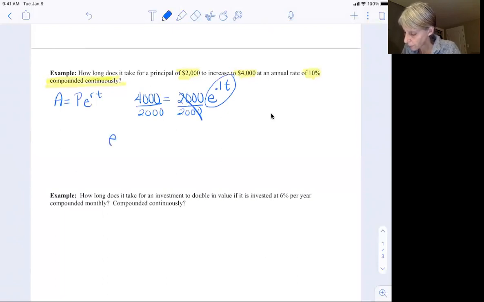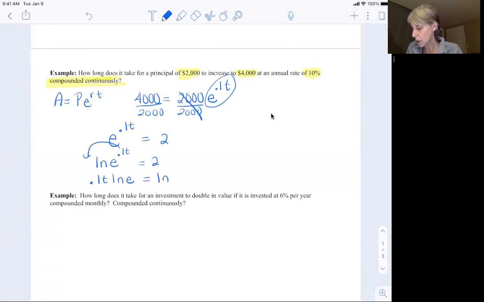So e to the 0.1t equals 2. ln both sides. Now, some of you at this point already know that you're going to bring that down, and that's okay. I usually always write it. Oops, I forgot to write it on this side.